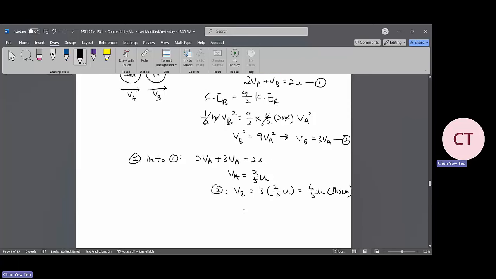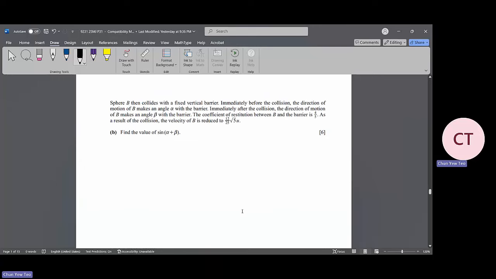Now we move on to 6B. Sphere B then collides with the fixed vertical barrier. Immediately before collision, the direction of motion of B makes an angle alpha with the barrier. Immediately after the collision, the direction of motion of B makes an angle beta with the barrier, and the coefficient of restitution between B and the barrier is 4 over 5. As a result of the collision, the velocity of B is reduced to 12 root 5 over 25 u.